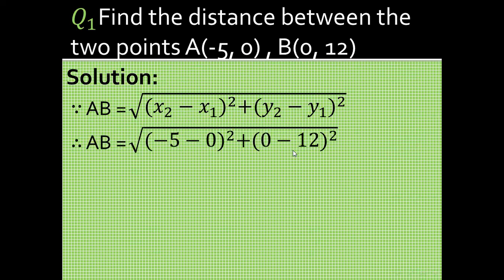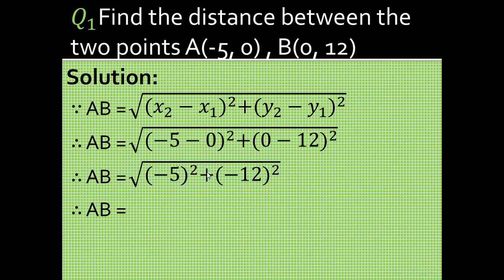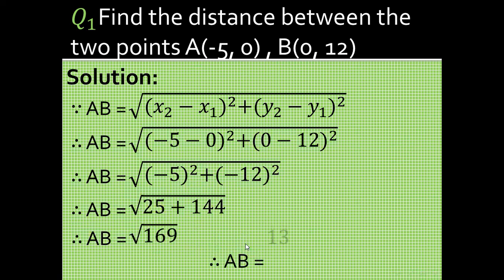Then AB equals root of negative 5 minus 0 all power 2 plus 0 minus 12 all power 2. Using your calculator, you find the final result. Then AB equals root of negative 5 all power 2 plus negative 12 all power 2, then AB equals root 169, then AB equals 13 length units. Direct substitution: write the rule, then direct substitution.